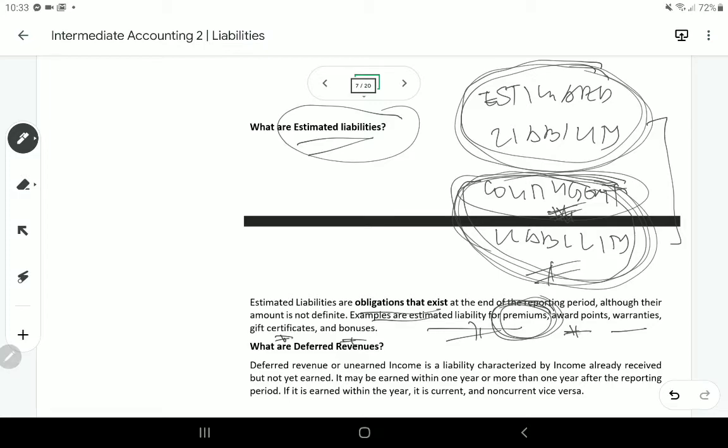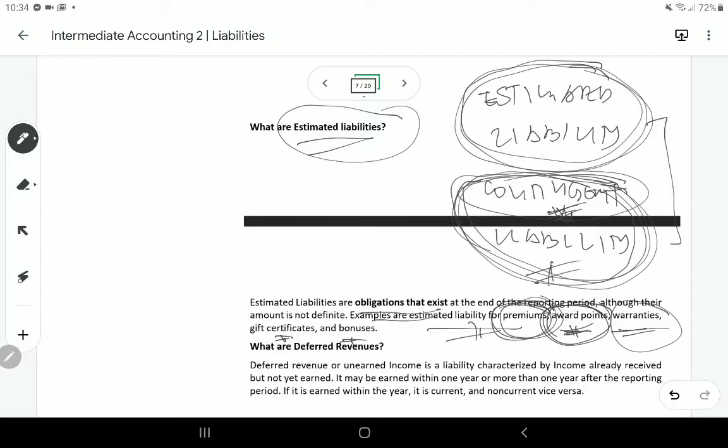Okay? Same goes with award points. Okay? If you are familiar with these award points, I don't know if nandito yan siya sa Midsaya, pero pag yung parang mga loyalty cards, no, yung parang mga grocery na bibigay sa iyo ng card, na yung card, nag-earn yan siya ng points na pag once ma-achieve mo yung certain points is may bibigay sa iyo yung grocery. So, that is an estimated liability report. Warranties, no?